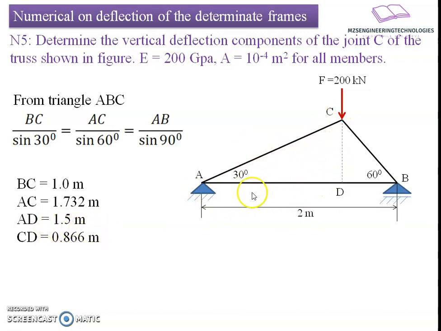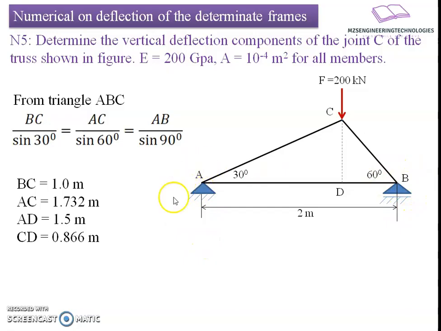Similarly, sine of 30 is equal to CD divided by AC. If we substitute the value of AC, we get CD equal to 0.866 meter. Now, after knowing the geometric parameters, let us go and find the unknown reactive forces.